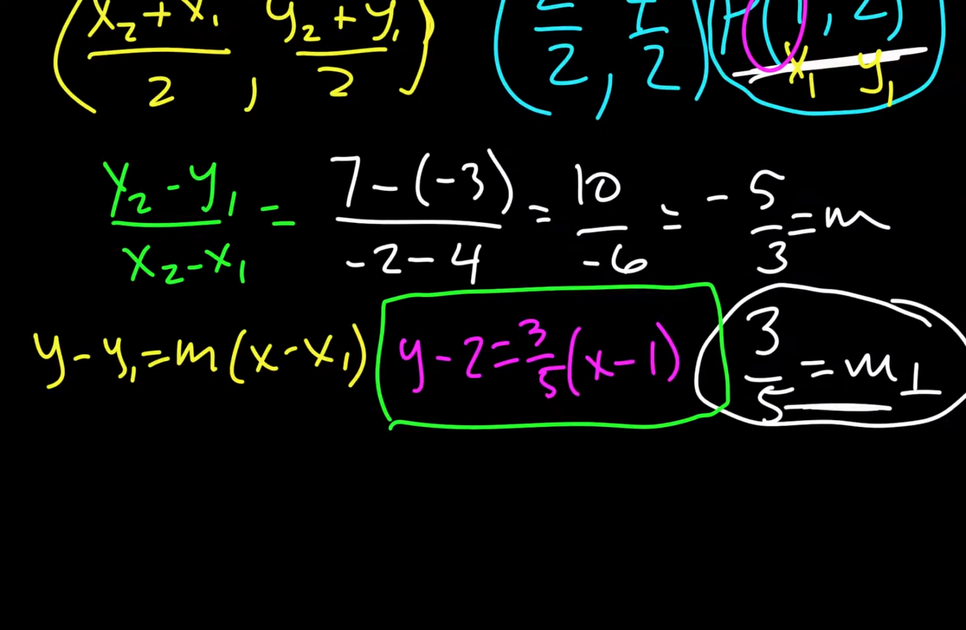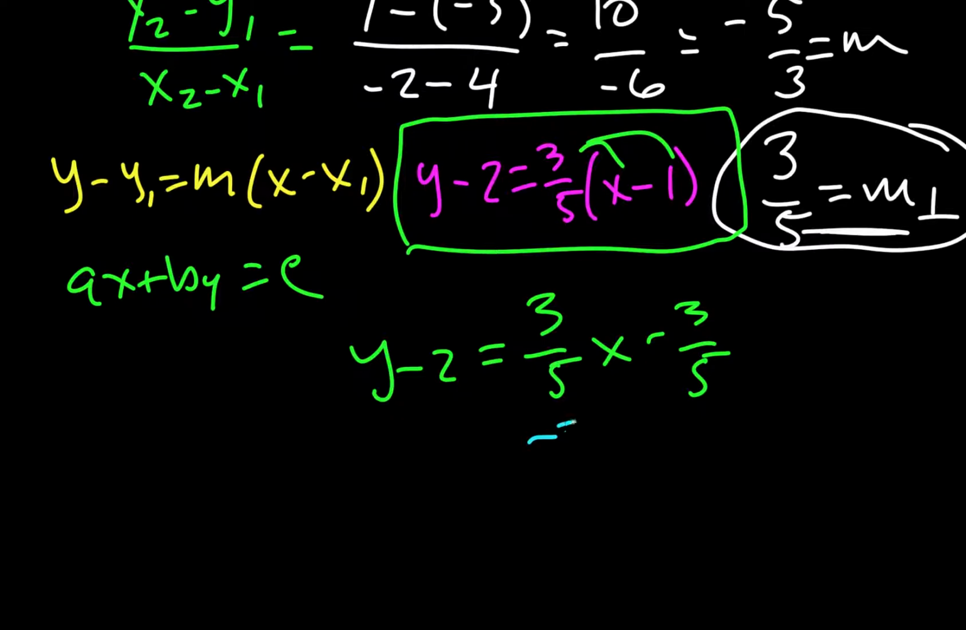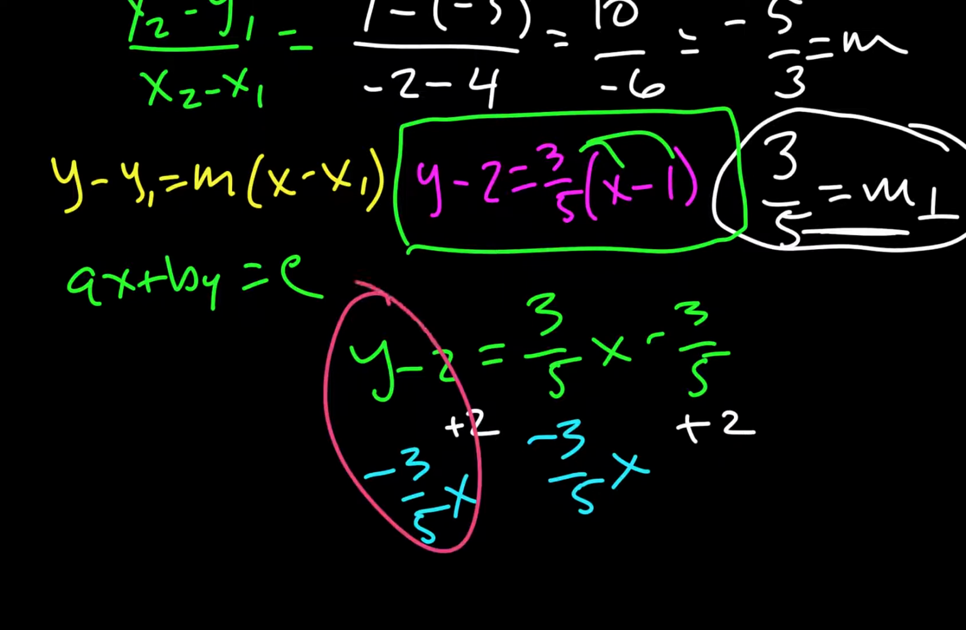Now, if you want to put it in general form, first you need to distribute right here. So we get 3/5 x minus 3/5. We still have our y minus 2 on this side. And now, since it's general form, general form is ax plus by equals c. So we need to get our x's and our y's on one side and our constants on the other side. So we subtract 3/5 x and we add 2. So this stuff is what we have here.